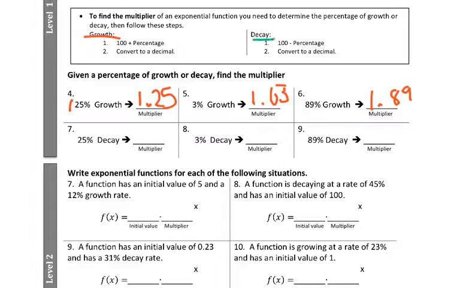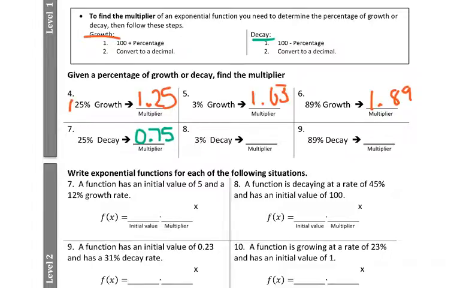Now, decay is a little bit different. With decay, you're imagining something shrinking. You're losing stuff. And for that reason, we're going to do 100% minus the percentage. So let's say that I lose 25% of my hair. You want to consider how much of my hair I'm going to be keeping. If I'm losing 25% of my hair from year to year, I started with 100, I lost 25, I'm keeping 75%. So 100% minus 25% is 75%. Turn that into a decimal like we talked about earlier, and that's 0.75 for our multiplier.